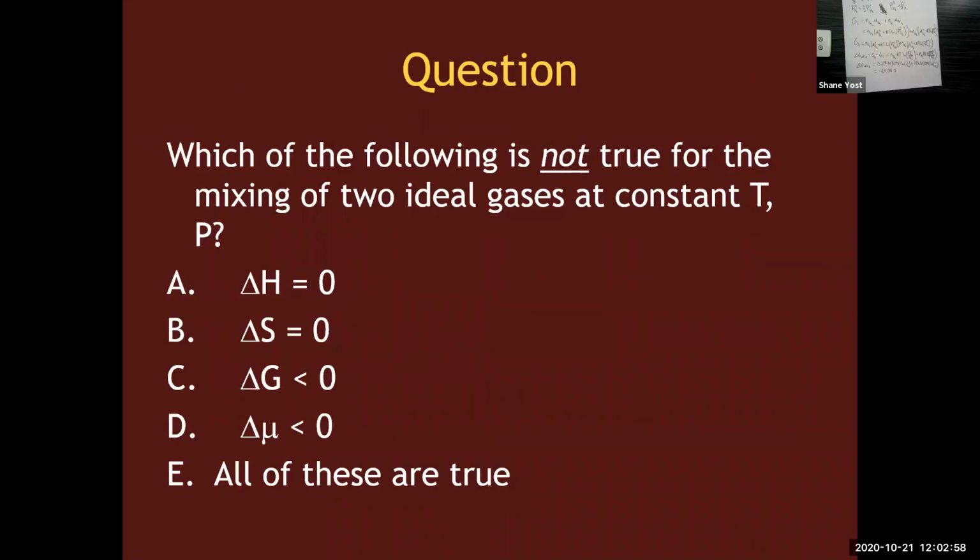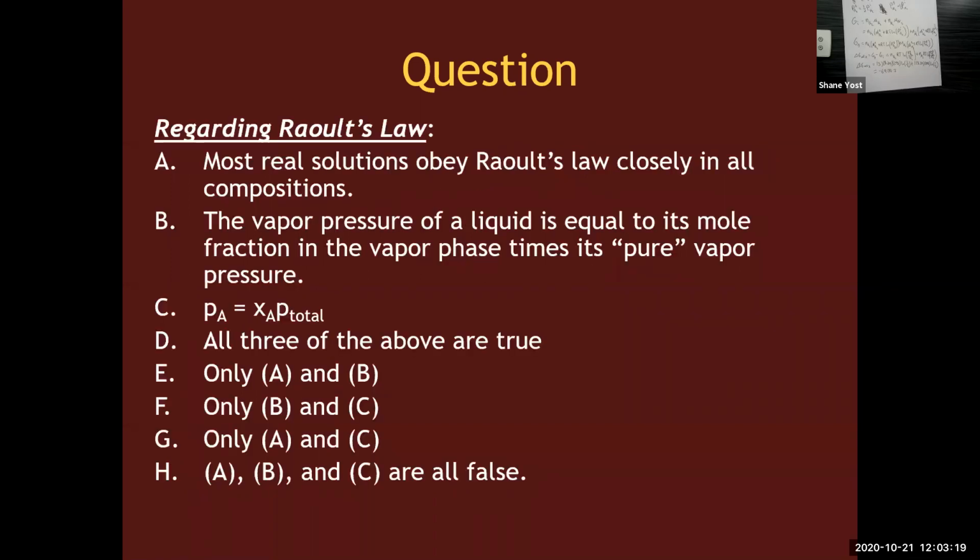Which of the following is not true for the mixing of two ideal gases at constant temperature and pressure? Delta H is 0, delta S is 0, delta G is less than 0, delta mu is less than 0. All of these are true. B, right? B is not true. Entropy does definitely change, and it's greater than 0 for the mixture of two ideal gases under constant temperature and pressure conditions.